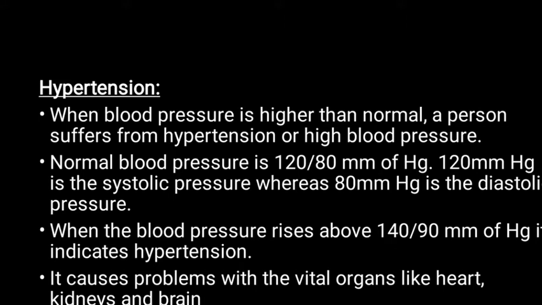Hypertension is caused when the blood pressure is higher than the normal range. The normal blood pressure is 120 over 80 mm of Hg, where 120 mm Hg is the systolic pressure, whereas 80 mm of mercury is the diastolic pressure. When the blood pressure rises over 140 over 90 mm of mercury, it indicates hypertension. And higher blood pressure always has the risk of coronary heart disease.